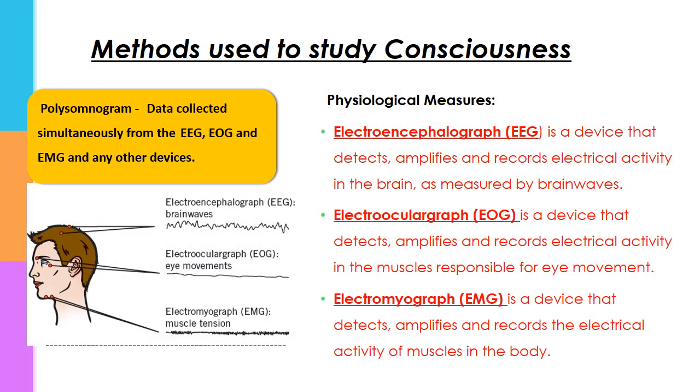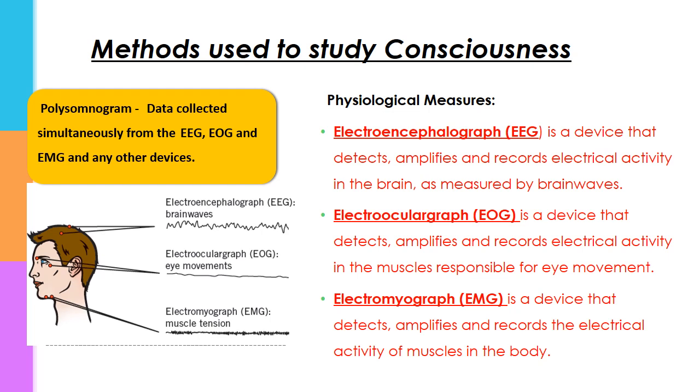So the physiological methods that are used to study consciousness are your electroencephalograph, EEG, electrooculograph, EOG, and electromyograph, EMG. Together, they are used in a polysomnogram, which is data collected simultaneously from all of these devices. You need to make sure that you know these definitions down pat. A lot of you are still not giving me the proper definitions.